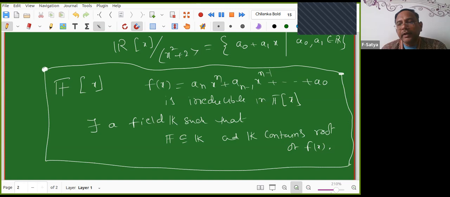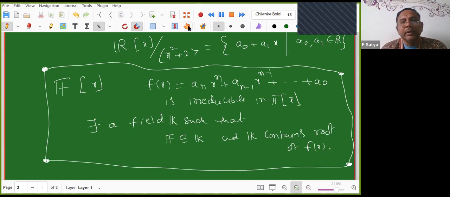What is it that he did? He just took the quotient modulo this polynomial, the ideal generated by it. And that is a field. And what is the root of that polynomial in that field? That x itself, right? x satisfies that. So like that he brought it. So that is the idea.